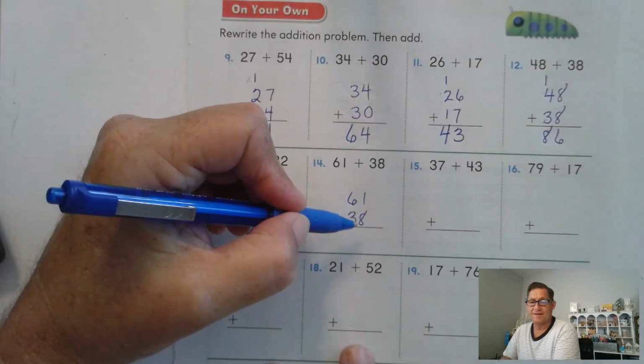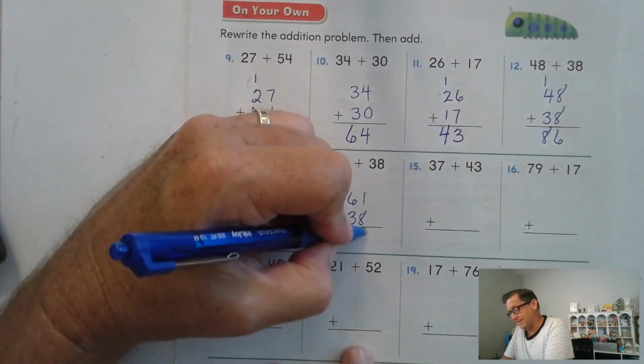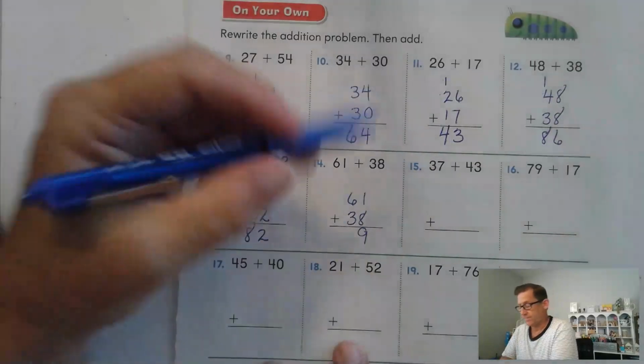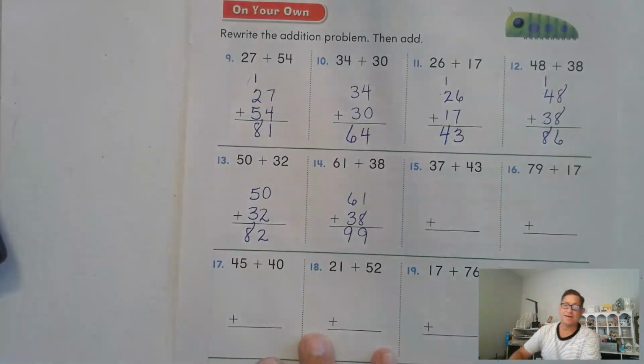Well, 1, and you add 8 more. I can also think of that as 8 plus 1 is 9. We don't need to regroup. 6 tens plus 3 tens is 9 tens. So 99.